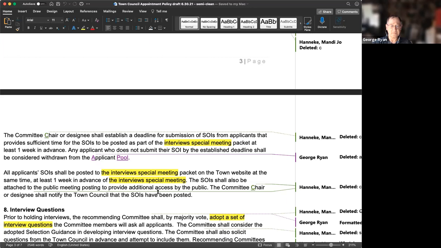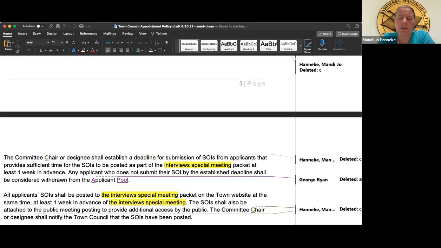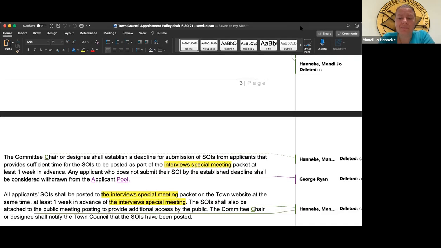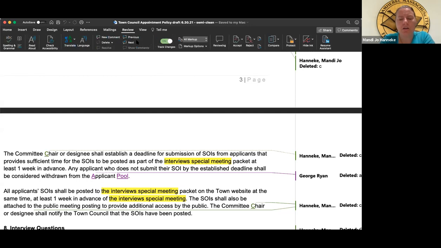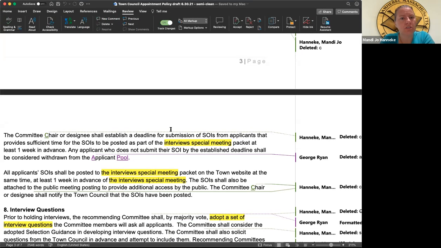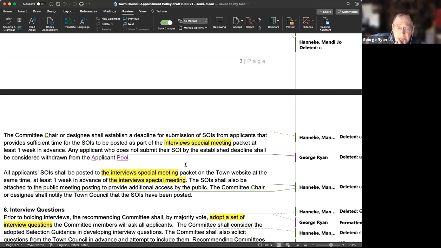I see Mandy's hand raised. Yeah, I actually have two thoughts. I would support removing the word special from that, but I would also suggest potentially changing it from interview meeting to deliberation meeting. Thinking about the DAB that GOL just did where we didn't actually have interviews. So I'm thinking ahead to potential things depending on what we're going to do in sections 8 and 9 coming up. But if we're going to potentially leave interviews optional, what we need is the posting of the statement of interests a week prior to when the committee will deliberate and make its recommendation. So that might be jumping ahead. No, I understand that it's interconnected, yeah.